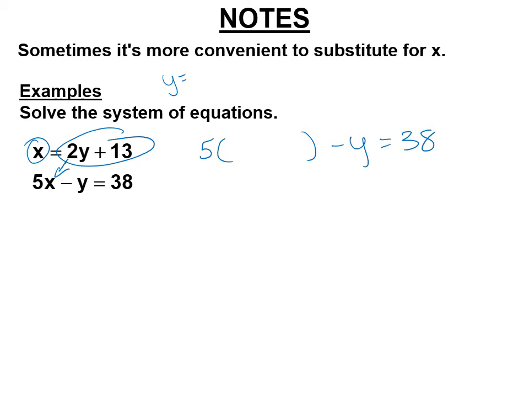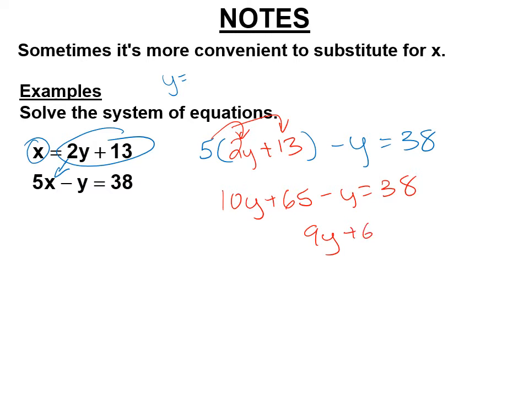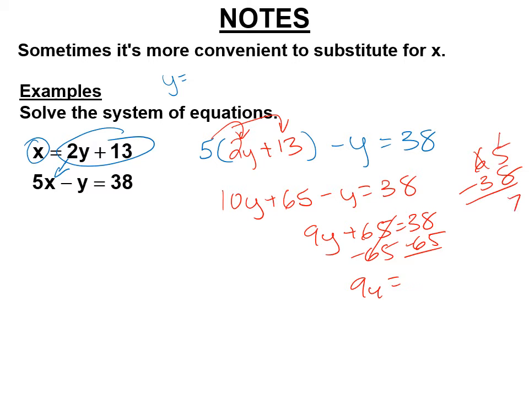Now what's going to happen here is that you're going to get the y coordinate first, and you have to realize you're getting the y coordinate first. So it's still distributive property. 10y, 13 times 5 is 65. 10y minus y is 9y, so I have 9y plus 65 equals 38. Subtract 65 from both sides. So let's turn that upside down. 65 minus 38, borrowing, we get 27, but because it's 38 minus 65, it's negative 27. Divide by 9. The y coordinate is negative 3.